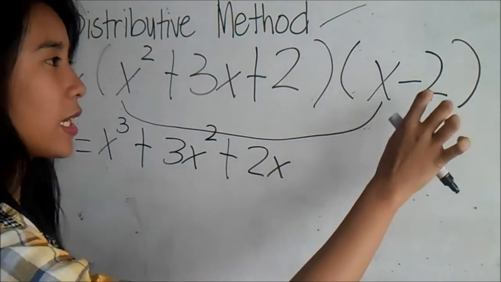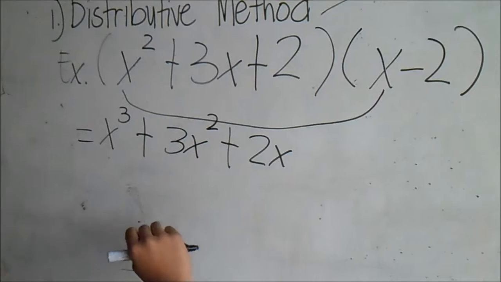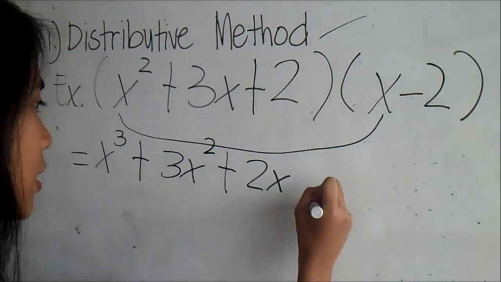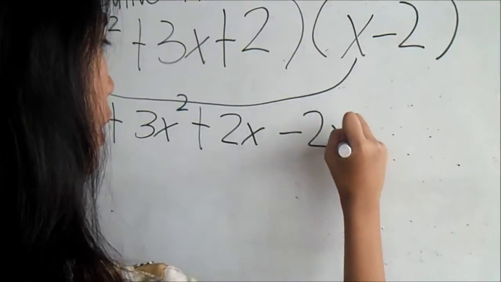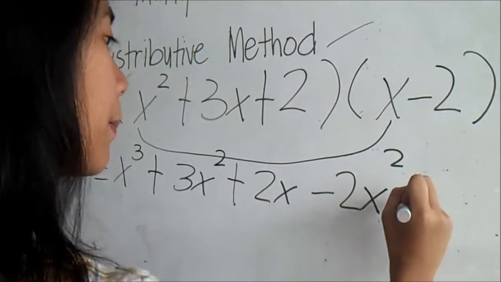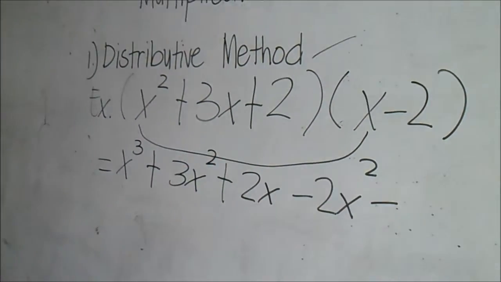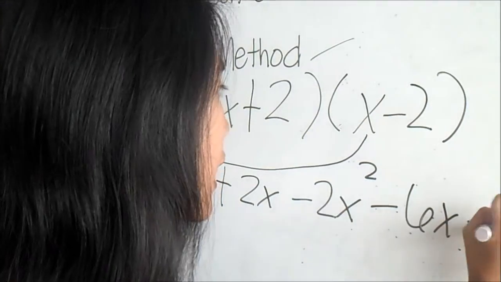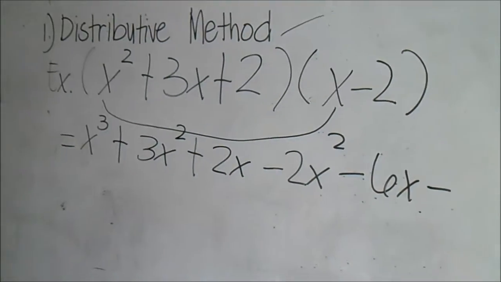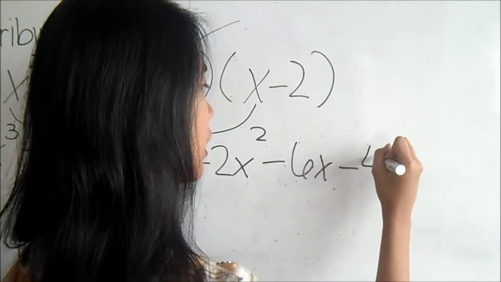you have to solve the second term, which is the negative 2. Negative 2 times x squared is equal to negative 2x squared, minus negative 2 times 3x is equal to 6x, minus negative 2 times 2 is equal to negative 4.